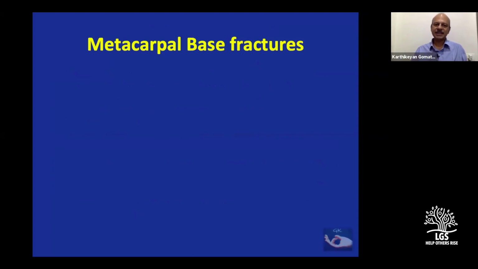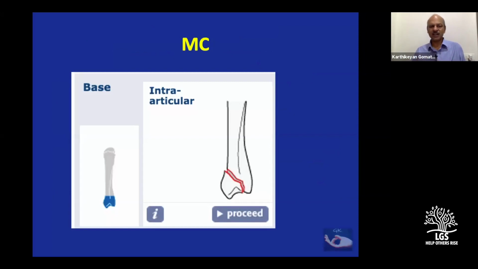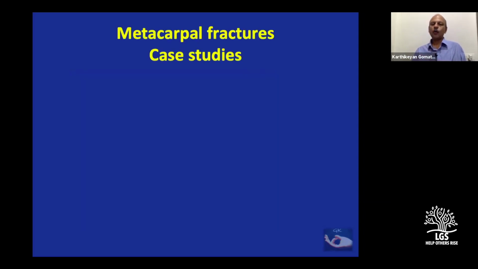So now we will see the metacarpal base fractures. These are quite common. These are usually avulsion fractures. These are usually intra-articular fractures, and if it is the second, fifth, or the third metacarpal, you have got an insertion of an important muscle, the extensor carpi radialis longus or brevis or the extensor carpi ulnaris. So these need fixation, especially with a screw. Now we shall see some metacarpal fractures, clinical studies to understand more about these fractures.